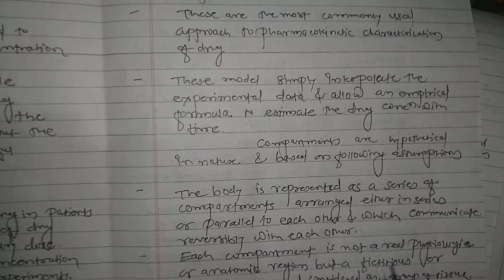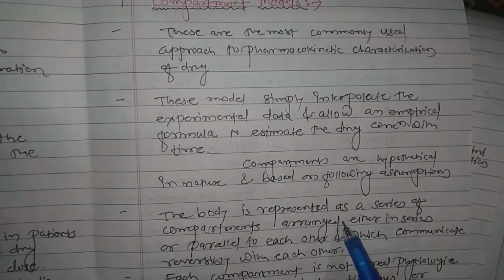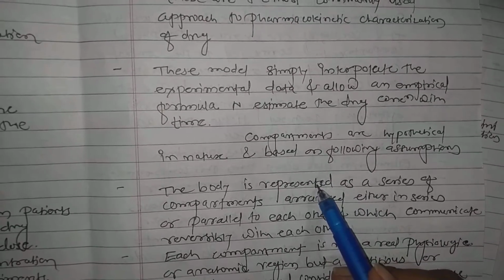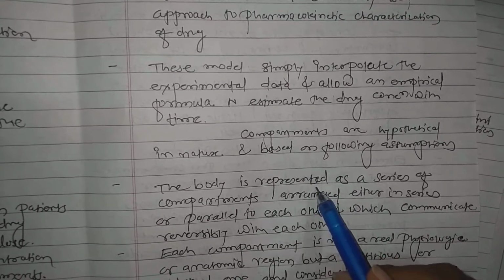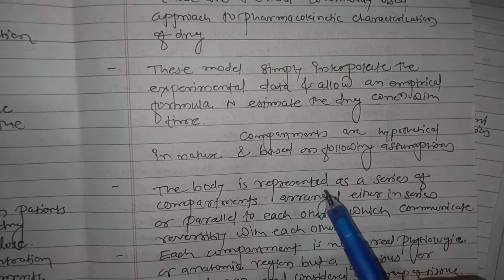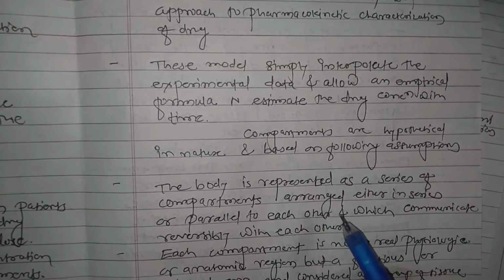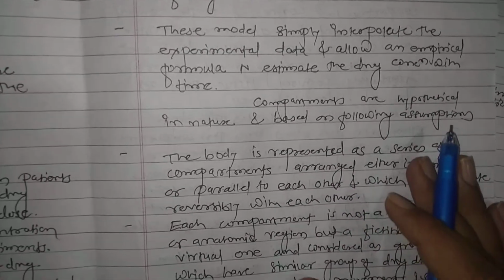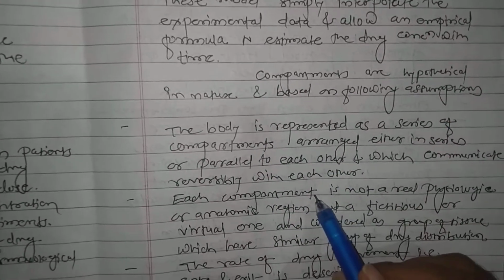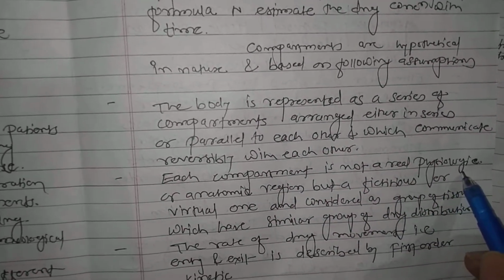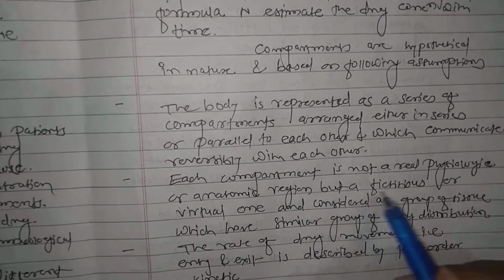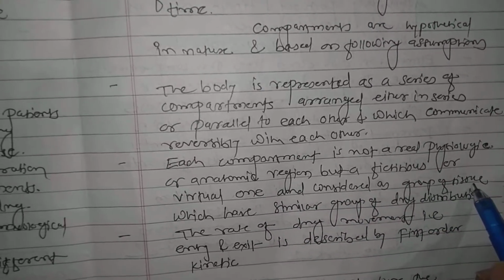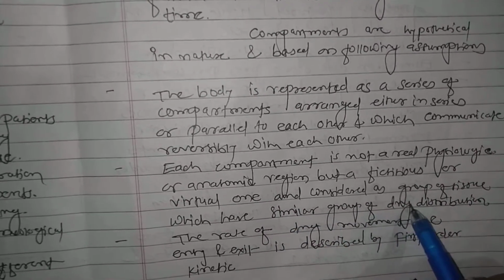Means if we want to simply explain what a compartment model is, compartment modeling is nothing but a hypothetical assumption. The body is considered as consisting of a series of compartments. They may be arranged in a parallel order or they may be arranged in a serial order. And each compartment is not a real physiological or anatomic model but a fictitious or virtual one, considered as a group of tissues which have a similar pattern of drug distribution.